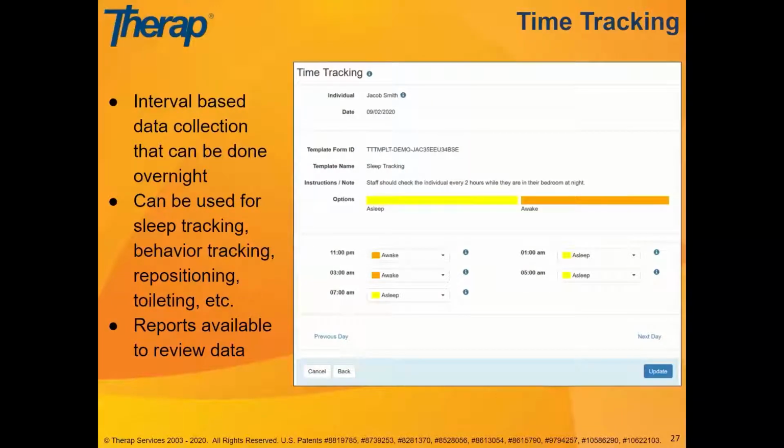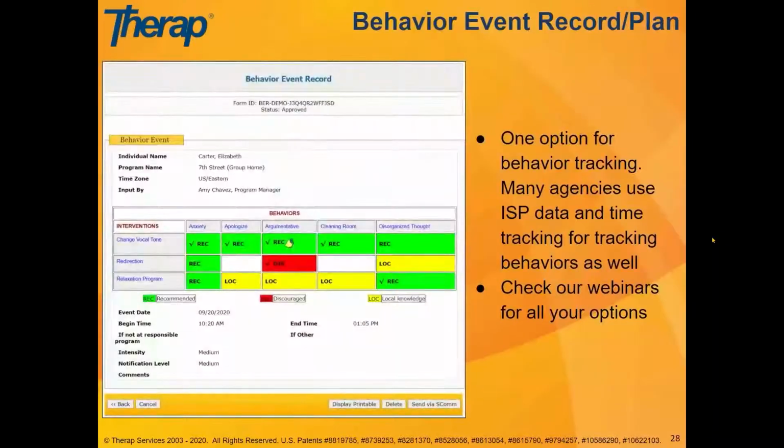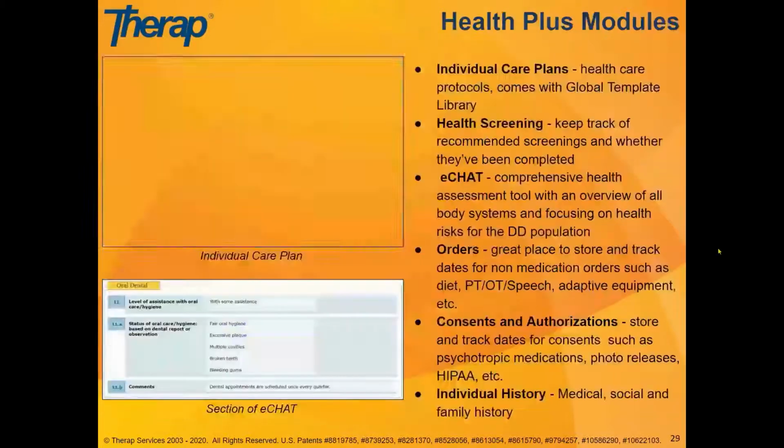Time tracking. This is an interval-based data collection that can be done overnight. It can be used for sleep tracking, behavior tracking, repositioning, toileting, and they have some great reports that are available for reviewing your data. They're color-coded and such. The behavior event record and behavior plan is one option available for behavior tracking. Many agencies use ISP data and time tracking for tracking behaviors as well. Definitely check out our webinars to learn more about all the different options that exist for behavior tracking.